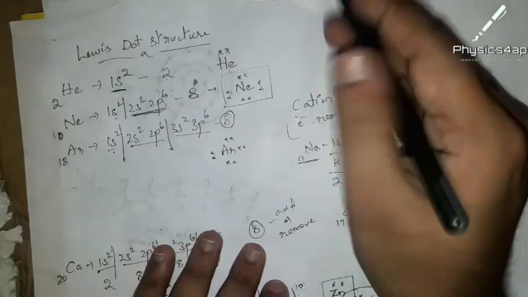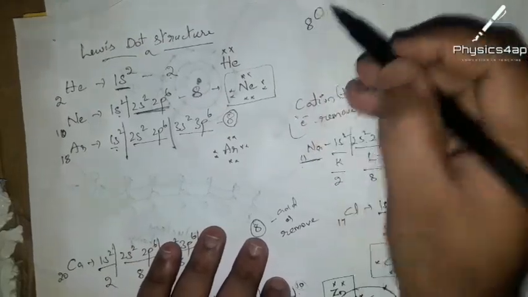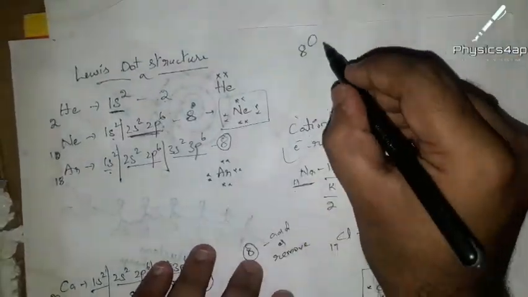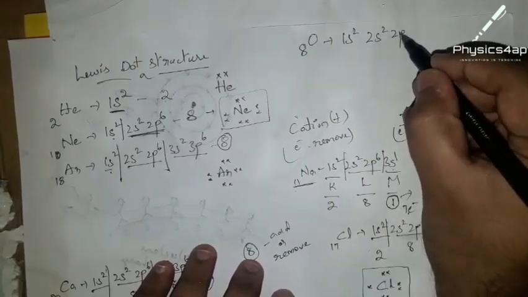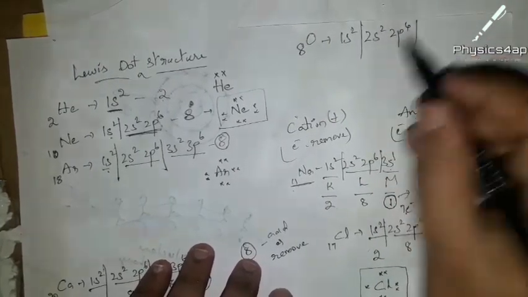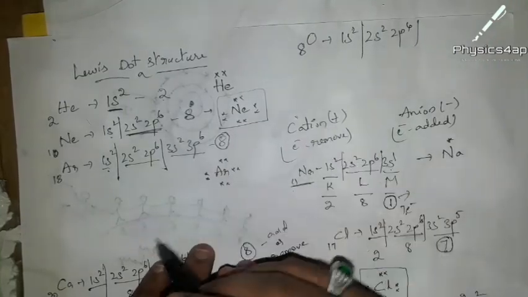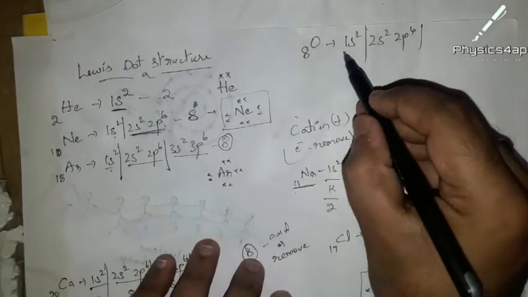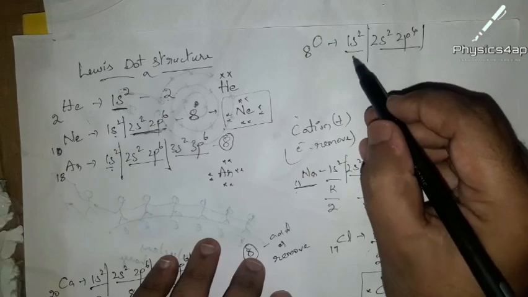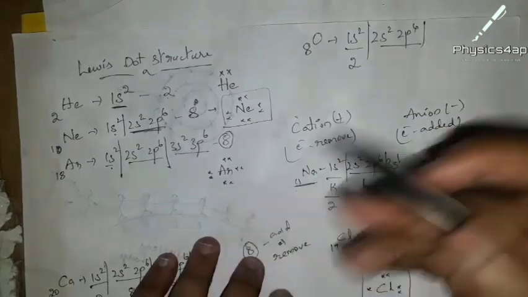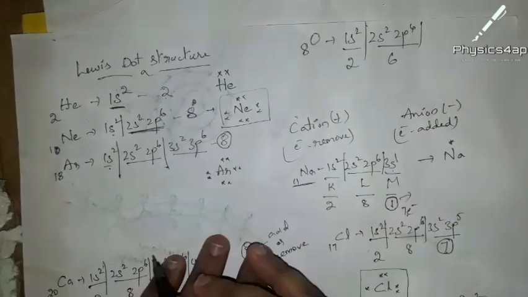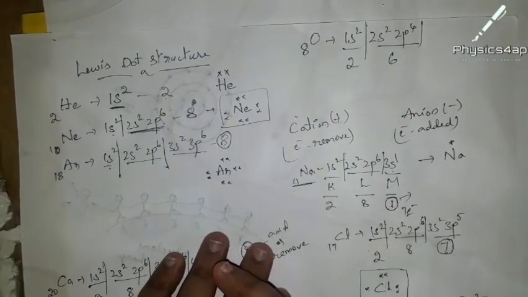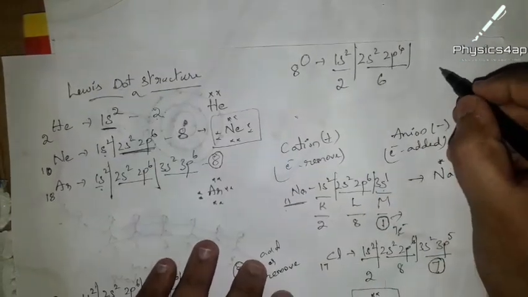Now another example, if we take oxygen, atomic number 8. So the electronic configuration is 1s2, 2s2, 2p4. Now can you tell me how many electrons are there in the outermost orbit? Yes, good. In the first shell we have 2, and in the second shell we have 4 plus 2, that is 6 electrons. Now how many dots do we have to represent around oxygen? Yes, 6 electrons.